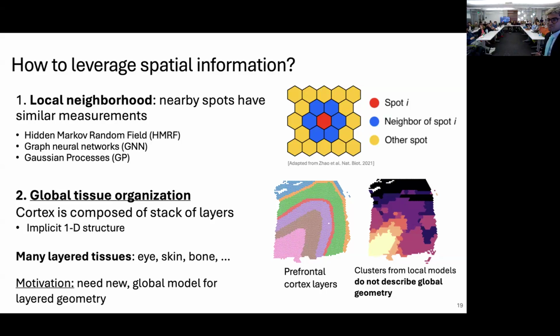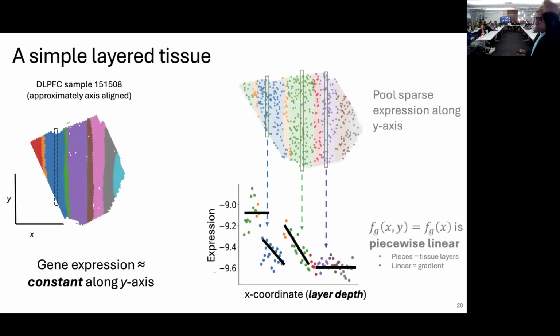And so a couple of years ago, I was interested in looking at this spatial data. When I saw this 1D cortex, we were thinking that we couldn't find any models for describing this global 1D geometry, so we had to come up with a new model. Being mathematically minded, it's easy to start with the simplest case. If we're interested in layered tissues, what is the simplest type of layered tissue? In the simplest case, you can imagine your layers are horizontal strips. They're all parallel to one another, and they're axis aligned.